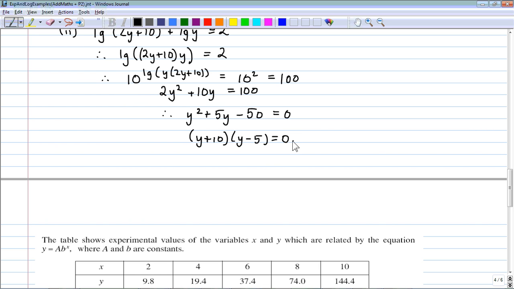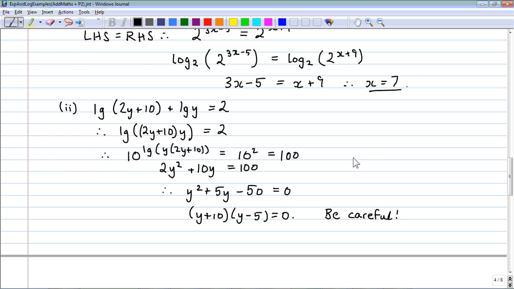Now here I want to say be careful. The more you start to get involved with exponential and logarithm functions, you're going to understand you need to be careful whether your solutions are valid. If you just write y equals 5 and y equals minus 10 without checking, that's wrong. Look back at the original equation.